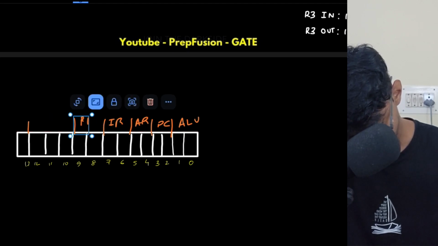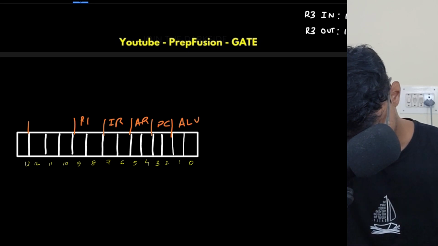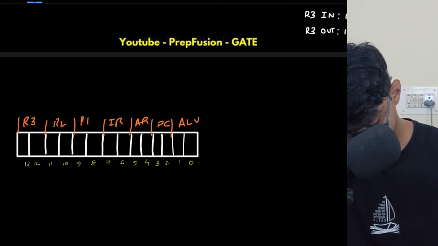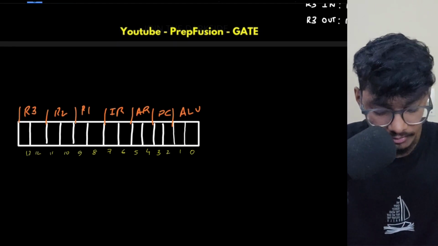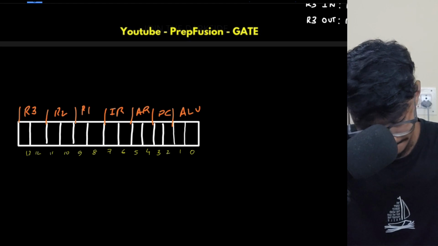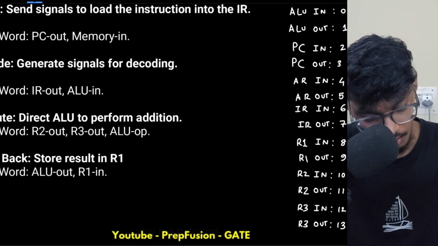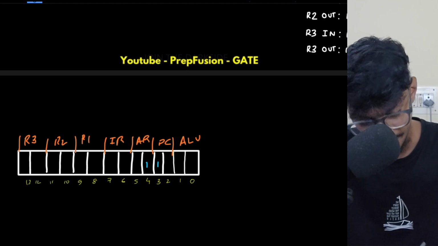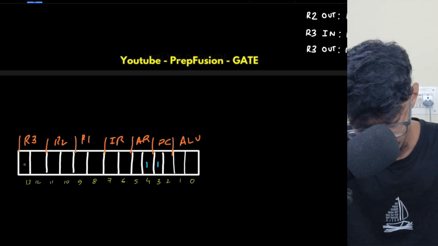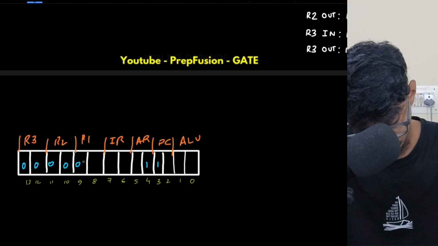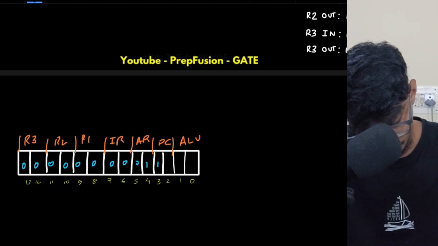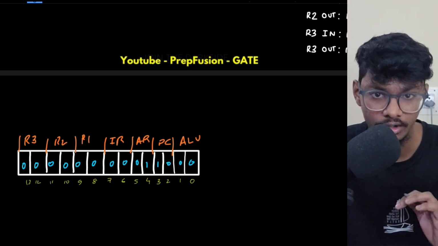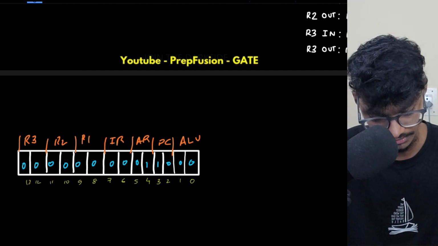Here R1 will be here, this will be R2, and this will be R3. Currently PC out is 1, so this third position will be 1 and my AR will be 1. Everything else will simply be 0. I'm just giving you a hypothetical system, don't go into the theory here, I'm just trying to explain something.